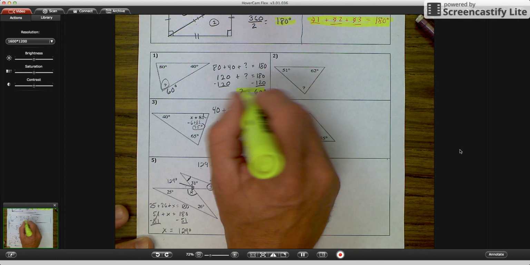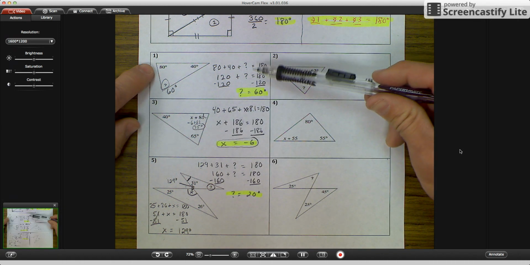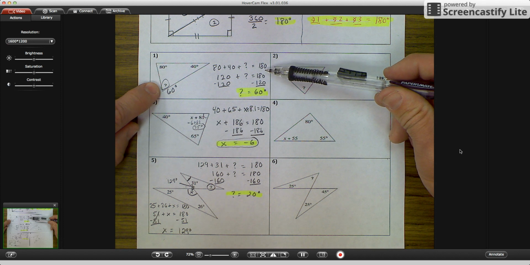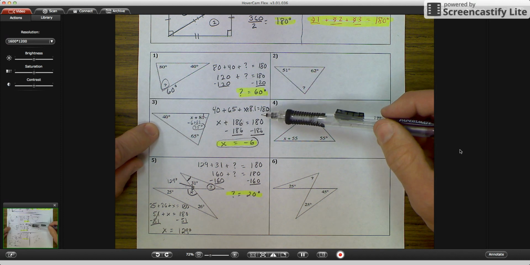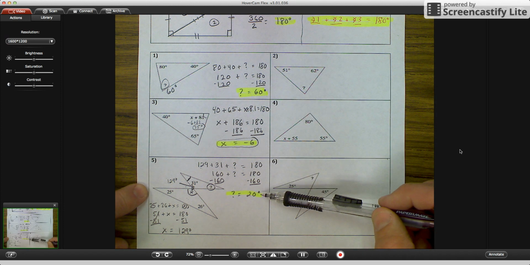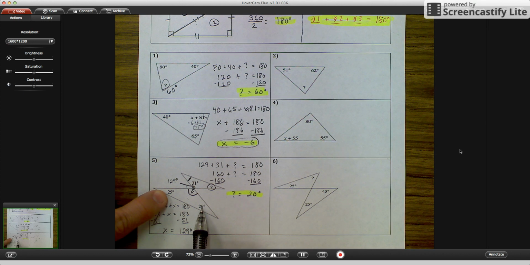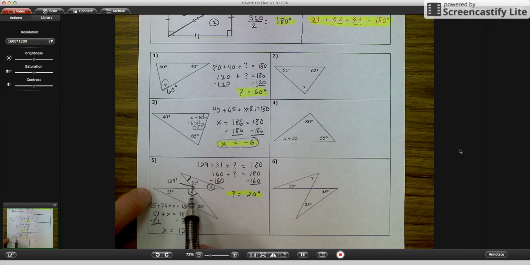So on the first one, very straightforward. We're just adding the numbers up to 180 degrees. On the second one, we had to solve for x. Again, they still added up to 180 degrees. On the third one, you had to do multiple steps because you had two different triangles. But when you have two angles in one triangle, you can figure out the third. And then we used vertical angles to have two angles in the other triangle to figure out our unknown.